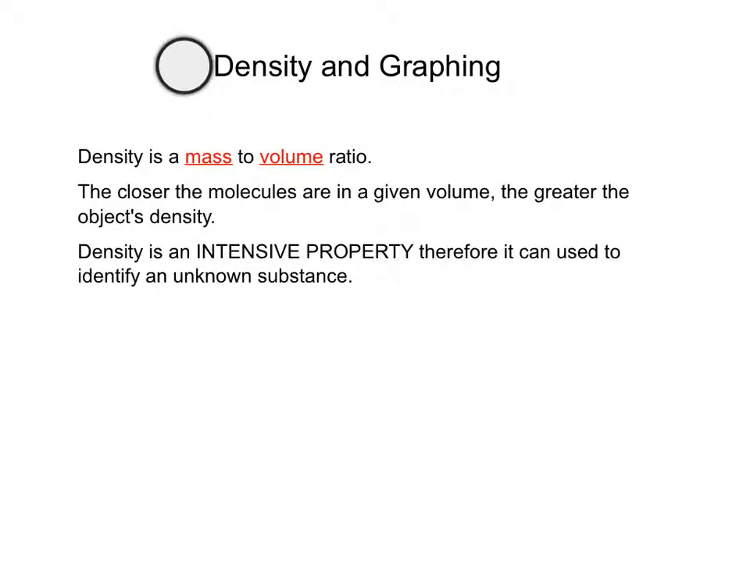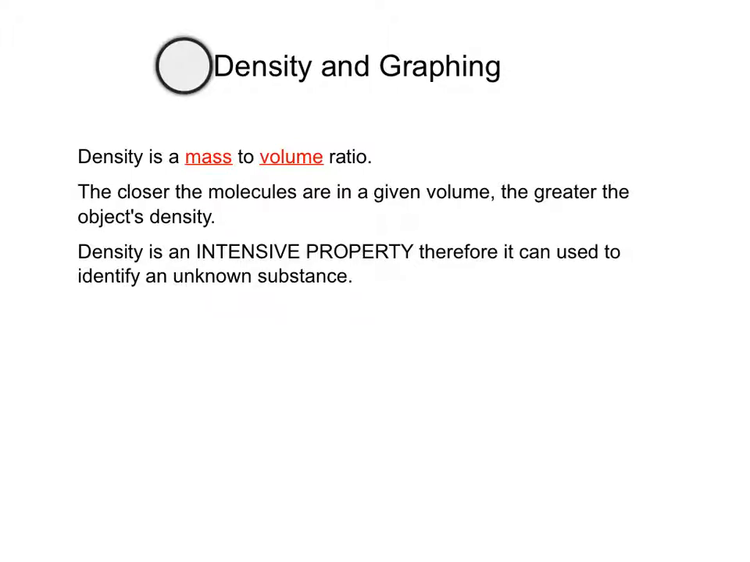This is the Chem 1 lecture over both density and graphing. So density is a physical intensive property that is a way to look at both mass and volume. So it's a ratio of mass to volume. So the closer the molecules are to a given volume, the greater the object's density would be. So the closer those molecules are packed together, it's going to be more dense.